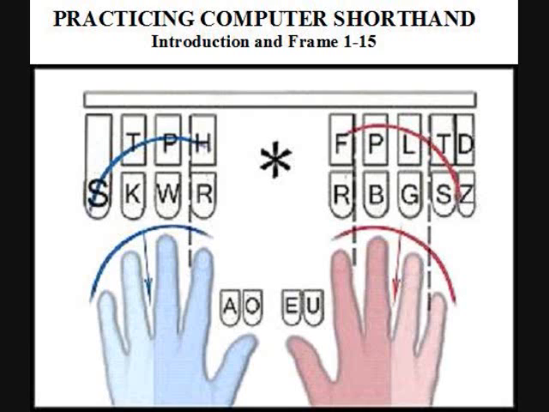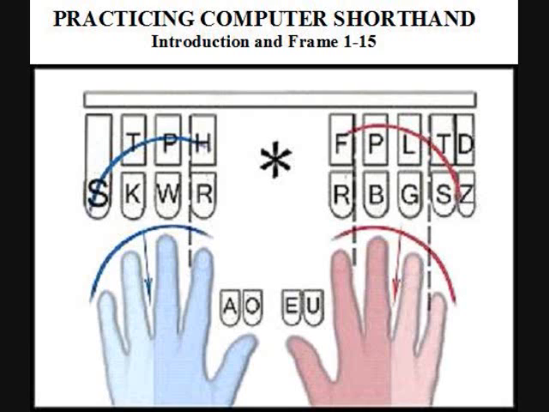Okay, the next frame is 12, and this is the long O sound. And again, you'll notice there are different spellings of long O, but that doesn't matter. Just write the long O as it is on your keyboard, okay?